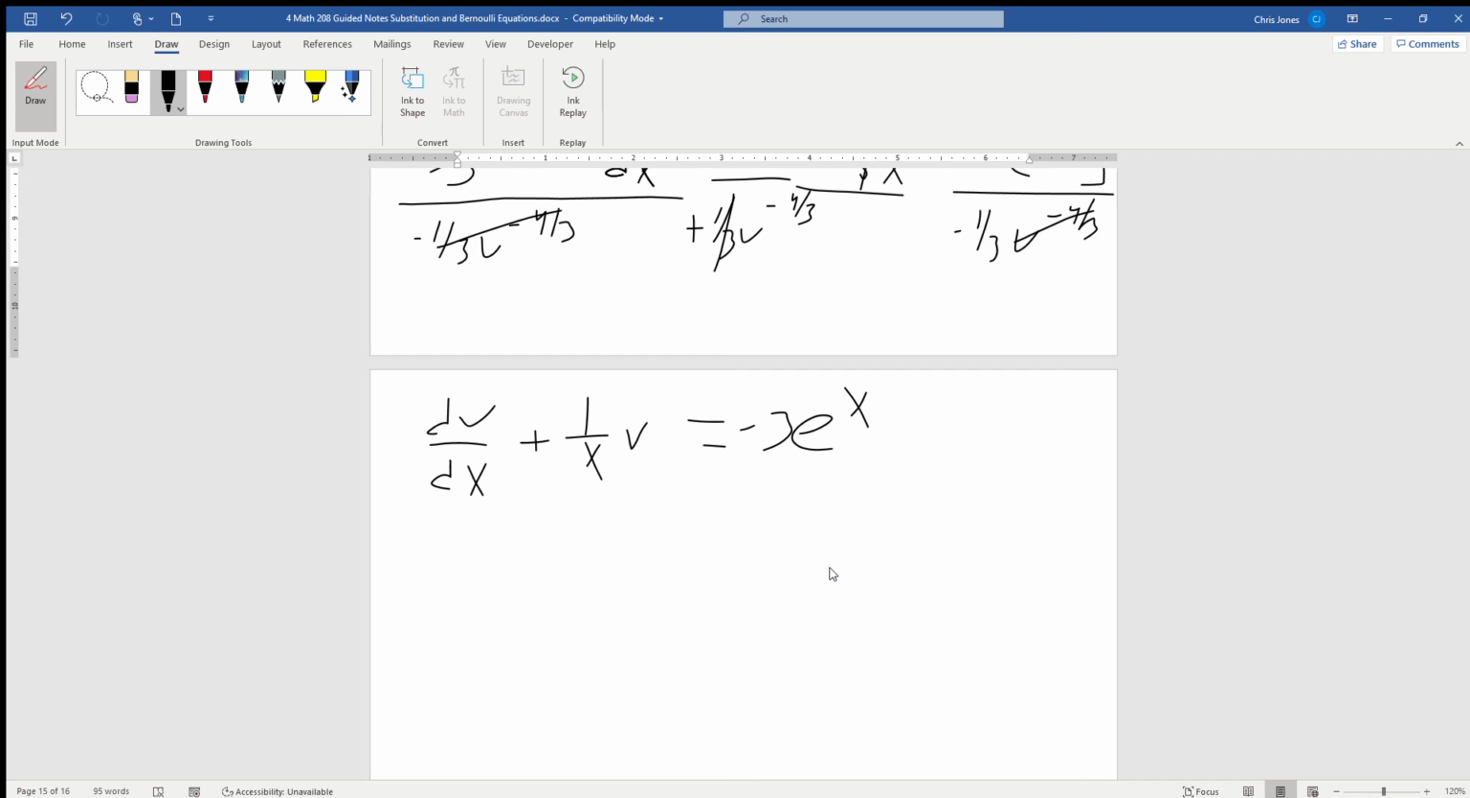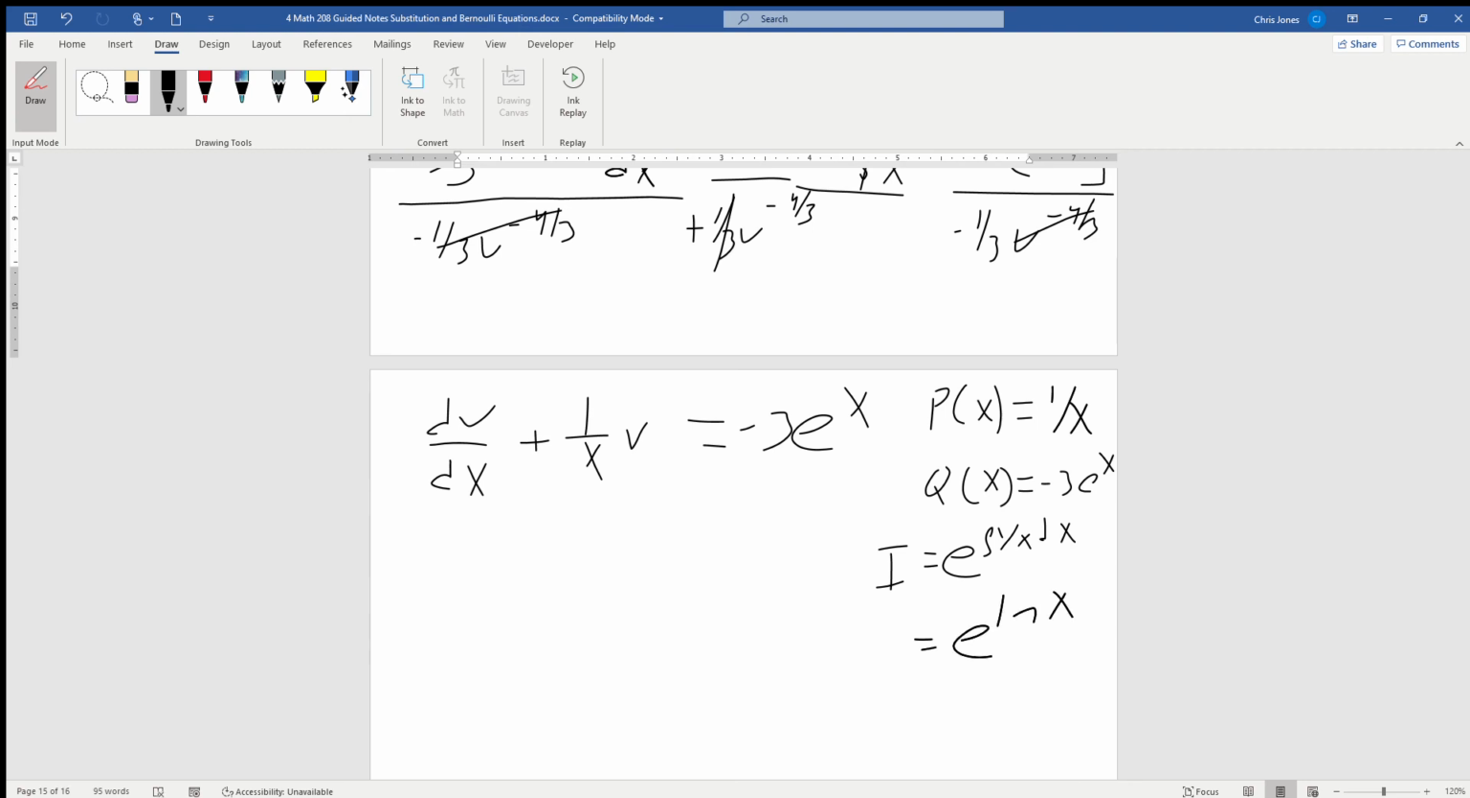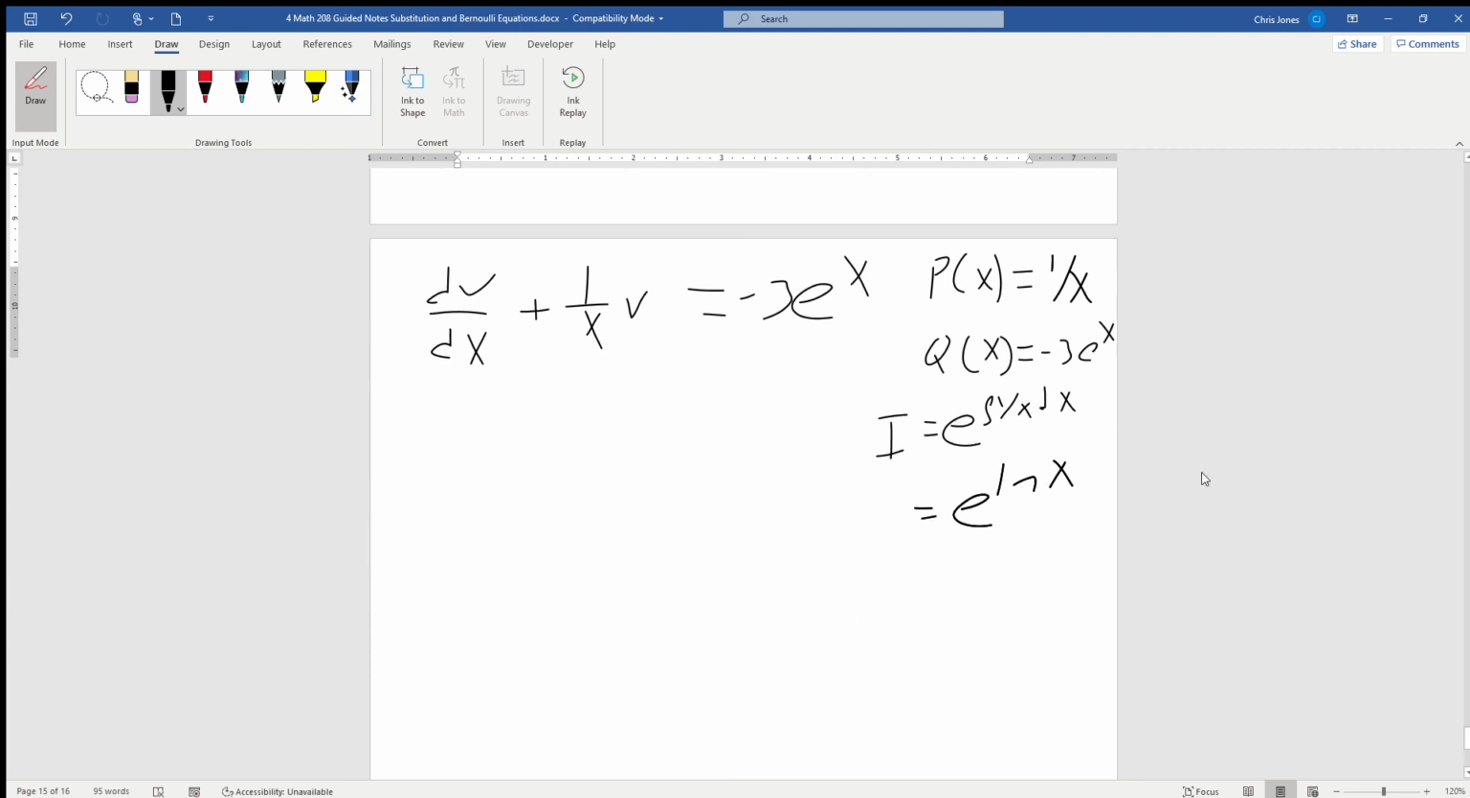So we have our p of x, which is 1 over x, which is really nice. We have our q of x, which is minus 3 e to the x. And then our integration factor is e to the integral of 1 over x dx, which is e to the ln of x. Technically it's absolute value, but we're just going to forego that. And we know that e to the ln just becomes x.